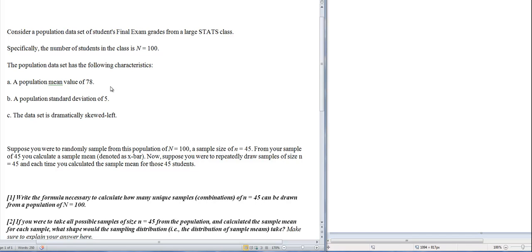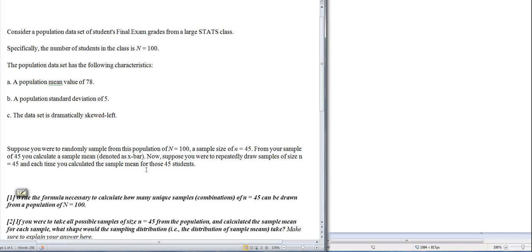Suppose you were to randomly sample from this population of N equals 100 a sample size of 45. Again, small n here indicates a sample. So from your sample of 45, you calculate a sample mean. We denote that as x bar.